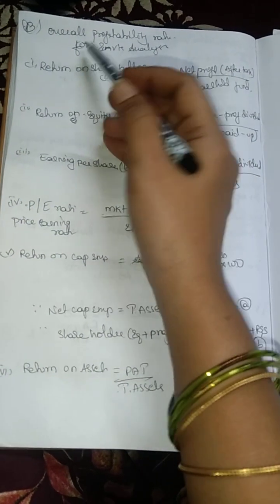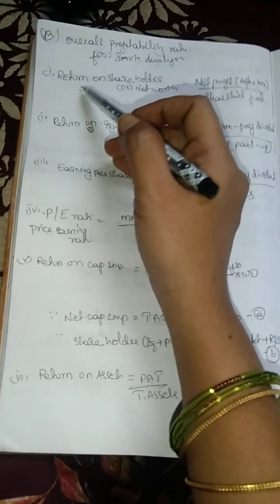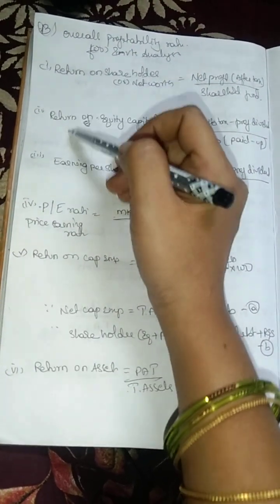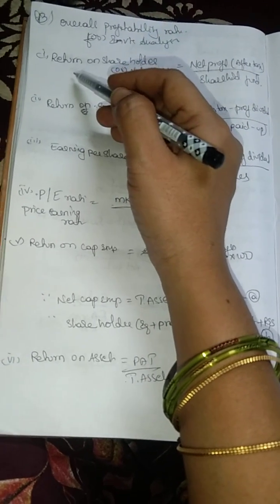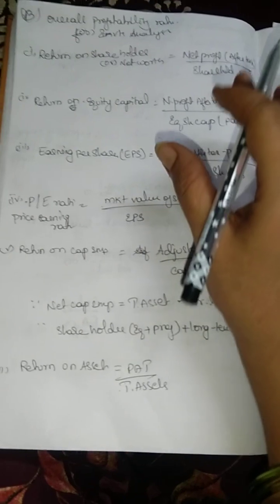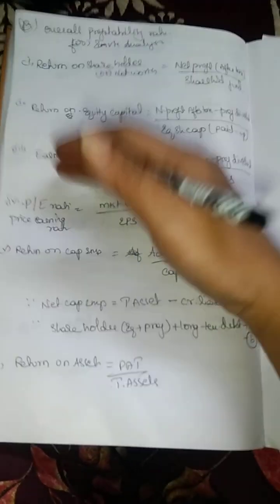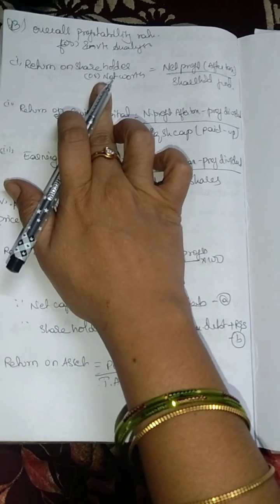Every time, when I talk about overall profitability, remember we call this one a return. This is one word you just remember. In every case we will have a return. Return means in that particular formula we will compulsorily have a profit, a net profit, either before or after tax. So the first one is return on shareholders fund.